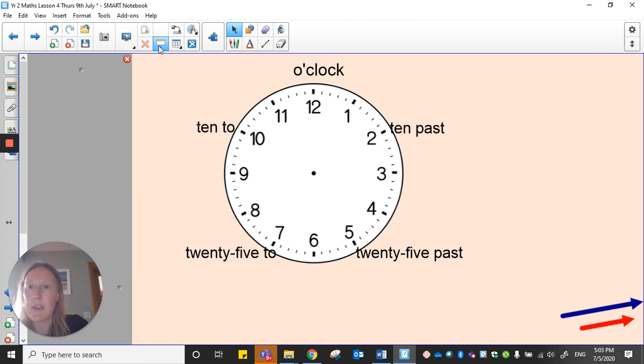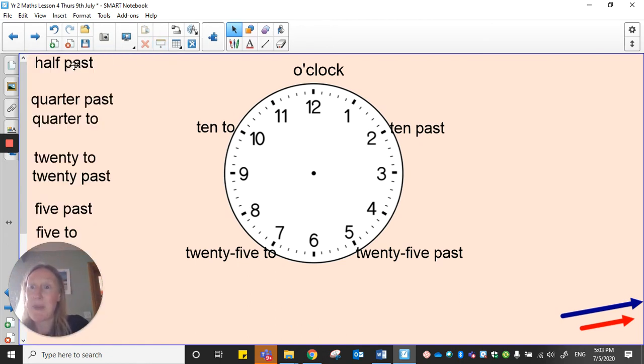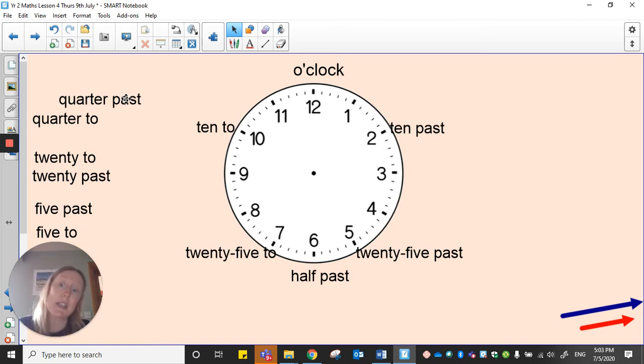Okay, let's have a look at the other labels. What's missing? Half past. That was the one we talked about. That's definitely there. Quarter past. We've just been looking at our quarters, haven't we? It's quarter past. Think which side is the past side. Is that the 3? Well done. Quarter to. Point to the number you think it's going to go to.